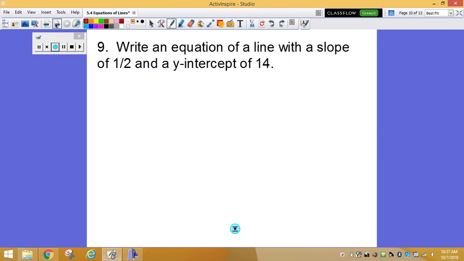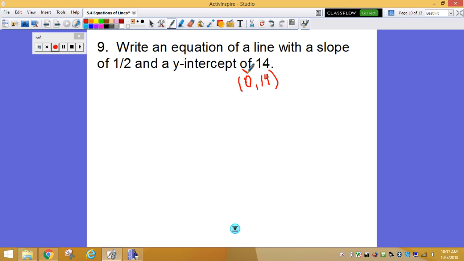Okay, let's look at this one. This one they give me the slope and a y-intercept. So that's good. I don't have to find the slope anymore. And y-intercept, I can turn that into an ordered pair. That's what we just did. So y-intercept of 0, 14.